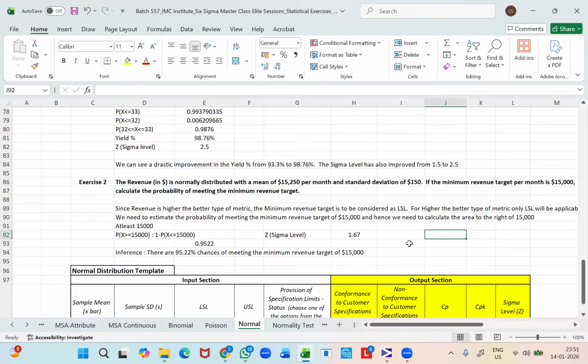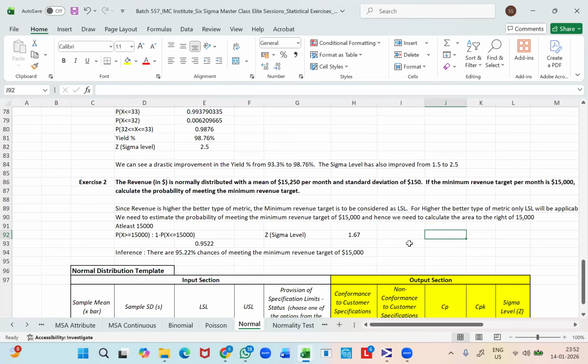So a similar kind of exercise can come as a question in the final assessment. So instead of revenue, they would have given sales as the metric and the values could be different, but the format is going to be the same. So they would have asked you to calculate the probability of meeting the minimum sales target in that case, right? So sales is also a higher-the-better kind of metric.